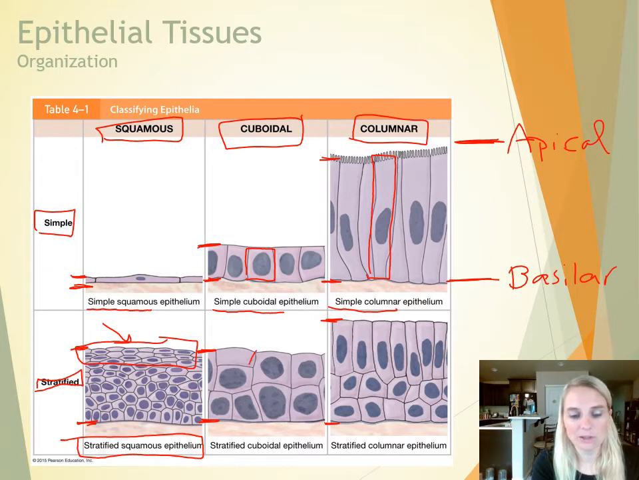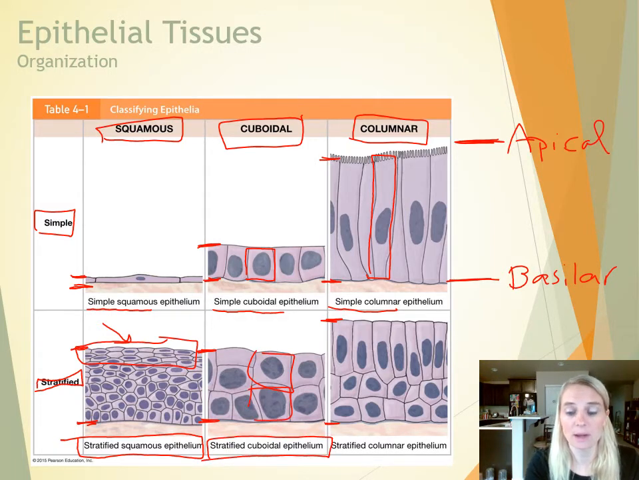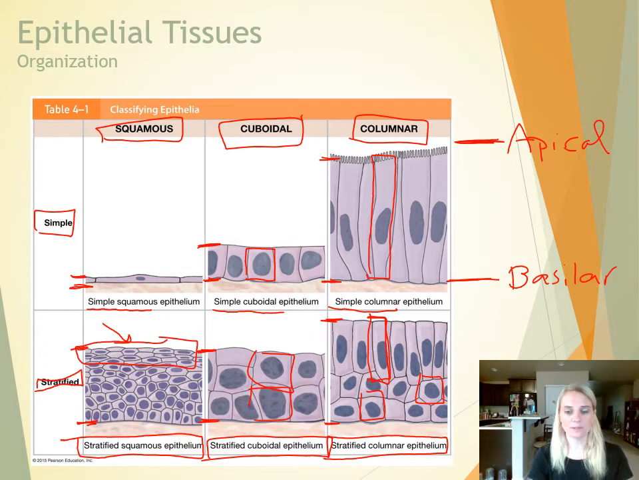This one's pretty easy because they're all kind of cube-shaped. So this is stratified cuboidal, which is pretty rare. We don't even see this in our labs this week. And then again, it looks like there's some cuboidal cells down here, but if we look at the uppermost layer, this is going to be stratified columnar. And again, those are pretty rare, so we don't see them very often.